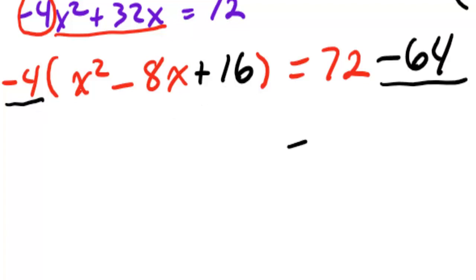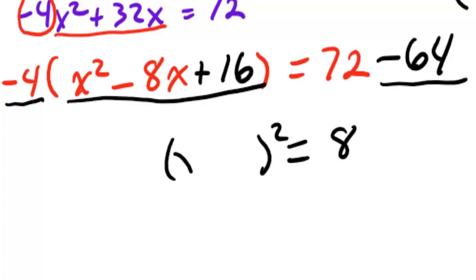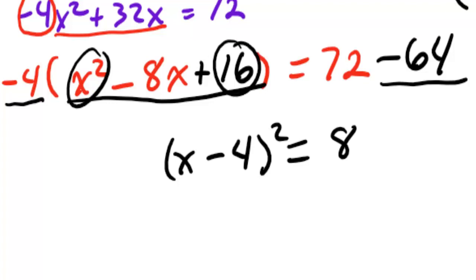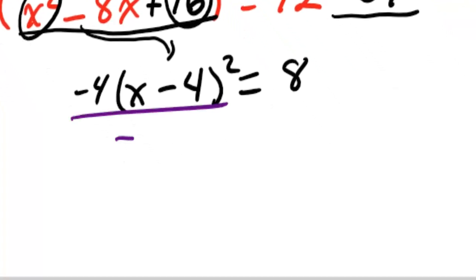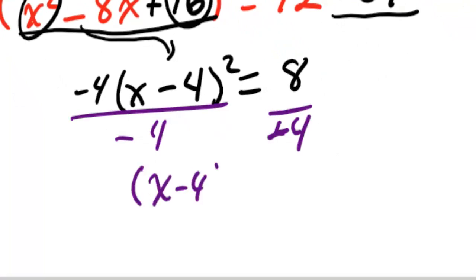Now I'll start simplifying. So the right hand side will give us a positive 8. The left hand side, when I factor this trinomial, it will give me x minus 4. So the square of the first one, square of the last one, and keep this sign. And then bring the negative 4 down. And now continue solving. I want to get rid of the negative 4 first. So divide both sides by negative 4. And we end up with x minus 4 squared equals negative 2.